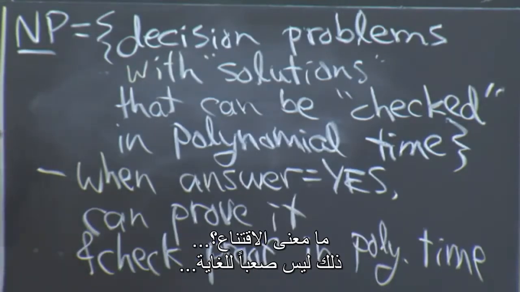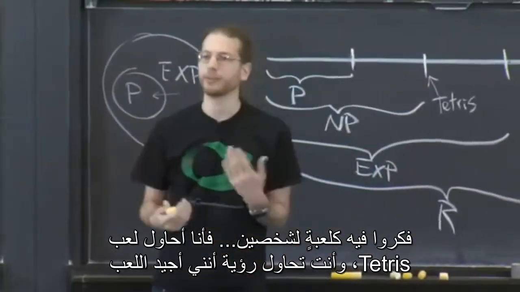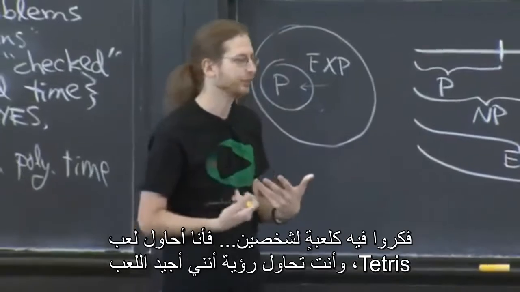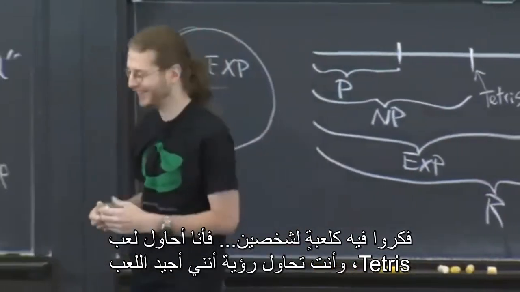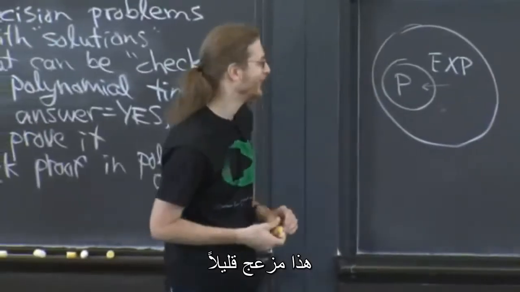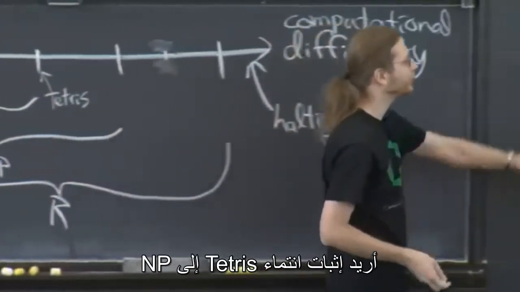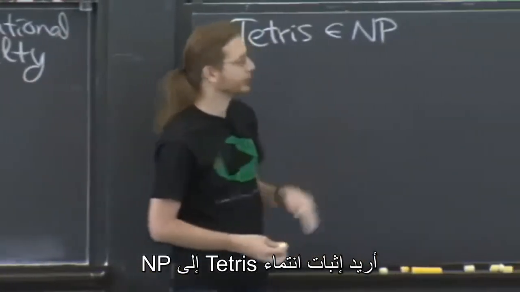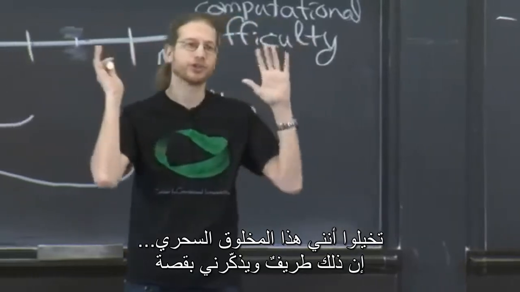Okay, what does convinced mean? It's not that hard. Think of it as a two-player game. Okay, there's me trying to play Tetris, and there's you trying to be convinced that I'm really good at Tetris. Okay, that seems a little one-sided, but it's an asymmetric game. So you want to prove Tetris is, I want to show Tetris is in NP. And imagine I'm this magical creature, actually.